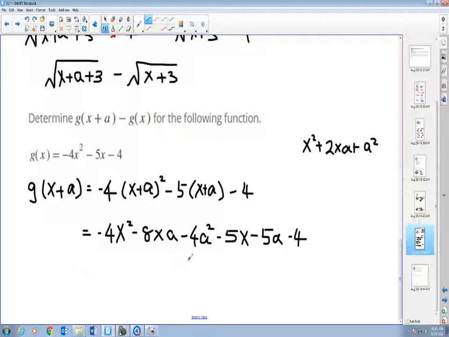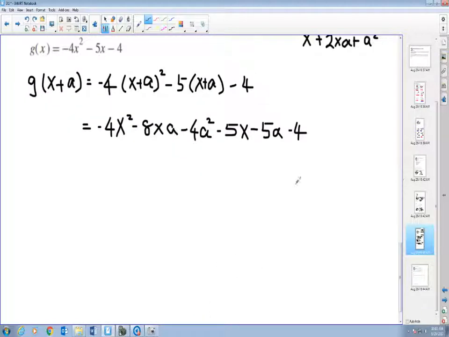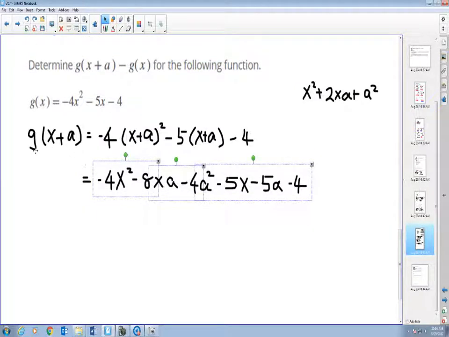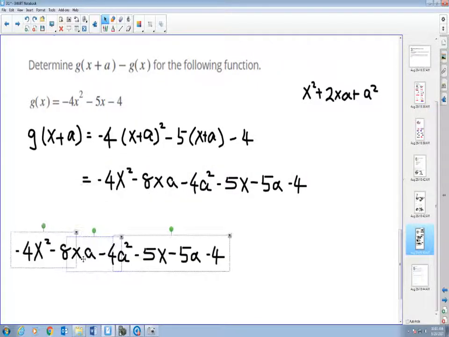Okay, let's see if we've got any like terms to combine. No, not really. Is there any? No, don't see it. All right, so all these guys, all right, is what's come out of g of x plus a. Now the g of x plus a is going to minus the original function. So I'm going to put it right here.